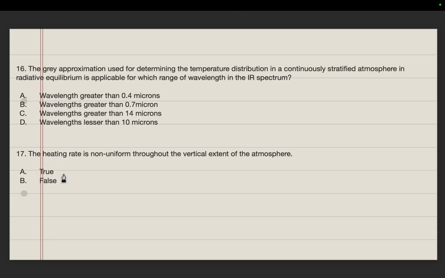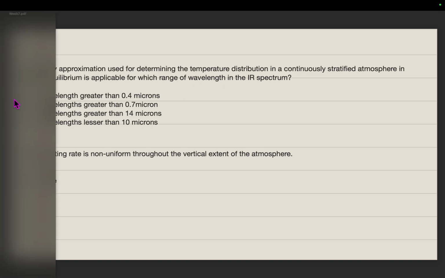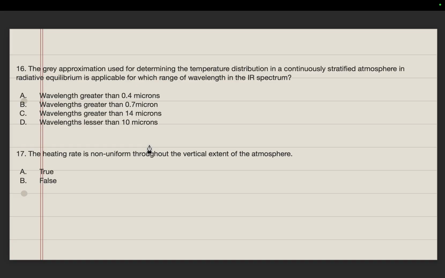Now question 16. In the Gray approximation that was used for the radiative equilibrium derivation, the temperature distribution in the continuously stratified atmosphere was used. It is applicable for what range of wavelength? We know it is applicable for the infrared spectrum. Wavelength greater than 0.4 micron, greater than 0.7 micron, greater than 14 micron, or lesser than 10 micron.